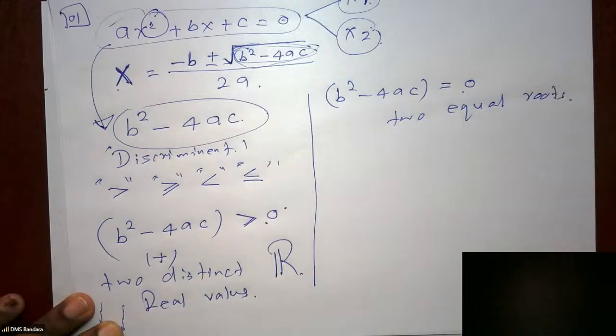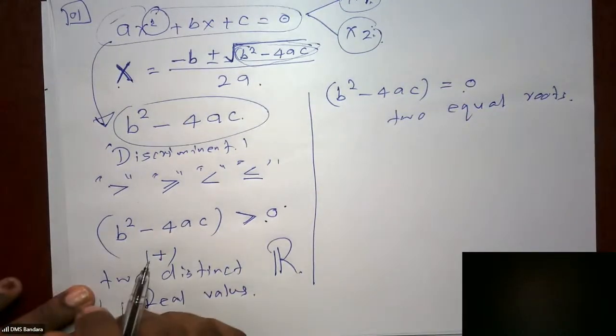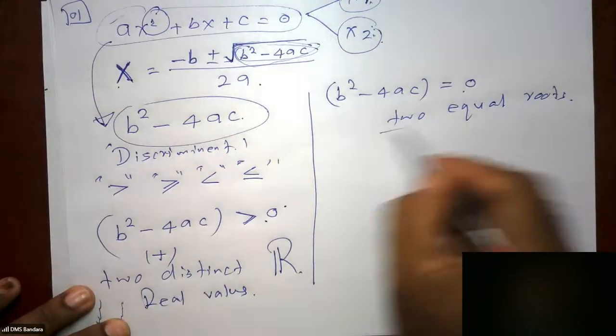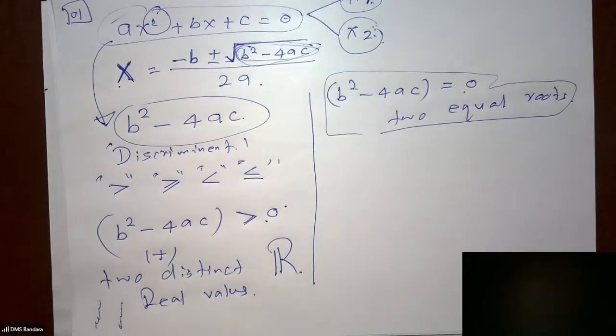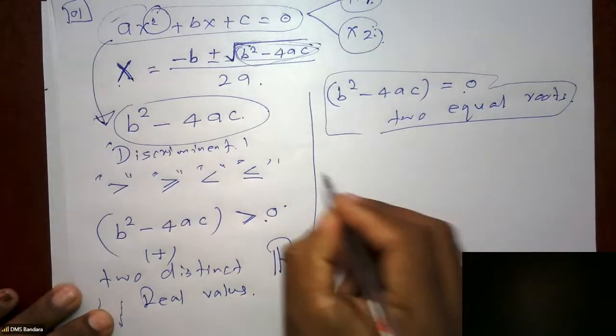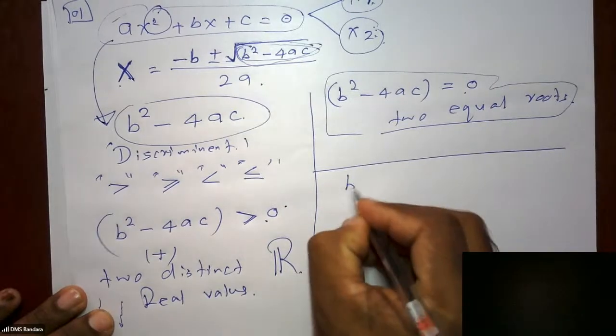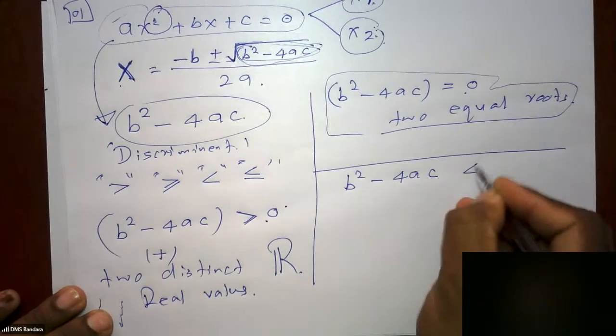Two equal roots, x1 equals x2, right? We call that two equal roots. It means the roots are equal, and both of these roots satisfy the quadratic equation. Then the third condition is b squared minus 4ac less than 0.